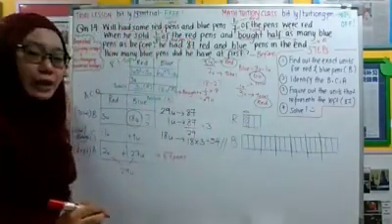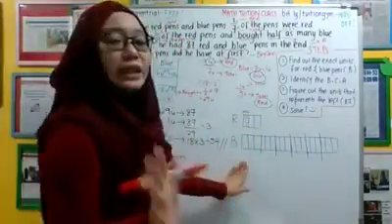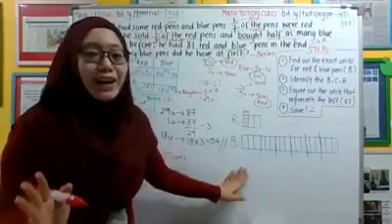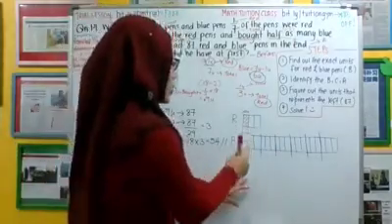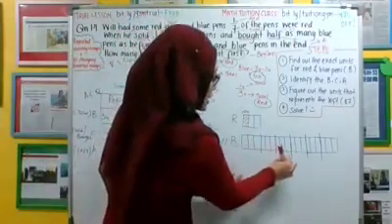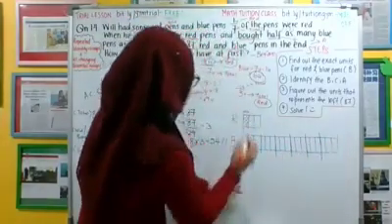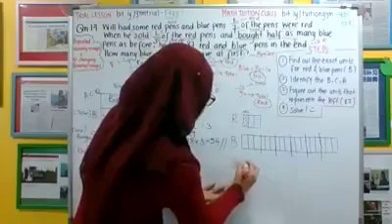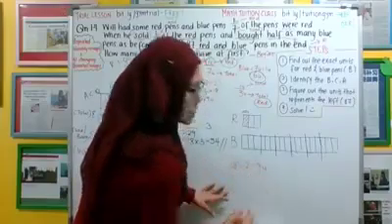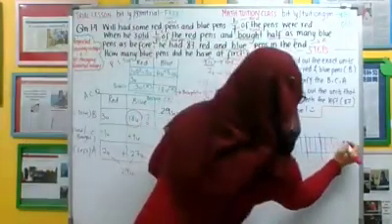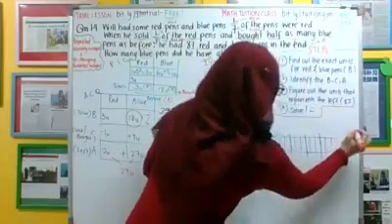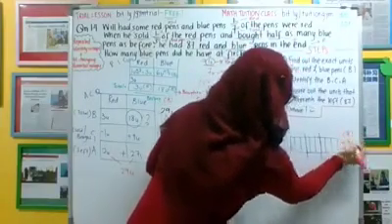Now for the blue, he didn't sell, but he actually bought half of what he had at first. So at first it is 3, 6, 9, 12, 15, 18. I have 18 units. Half of 18 units means 18 divided by 2 equals 9 units, which means he bought 9 units more. This is bought at the end.